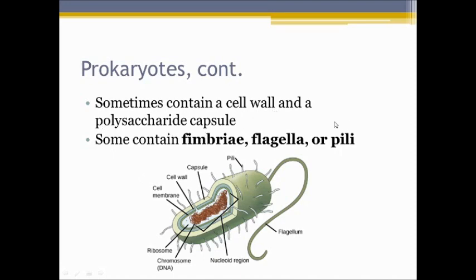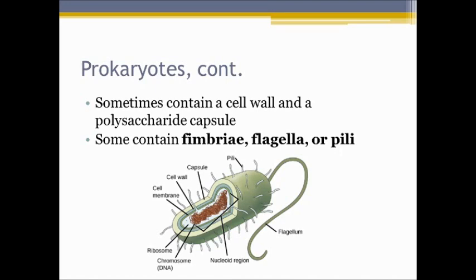Some also contain a slime wall or a slime mold, and those are also very cool to look at. Some prokaryotes also have fimbriae. Fimbriae are these little structures that allow the bacterium or other prokaryotic structure to be able to attach to host cells, and it's kind of like Velcro.